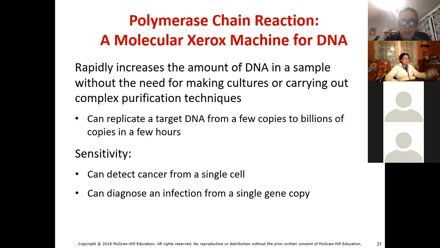It's very sensitive. You can detect cancer from a single cell. You can diagnose an infection from a single copy of the gene. So the pooled RT-PCR test they do for COVID, if there was just one piece of the genetic material of the virus, you could detect it using this technique.